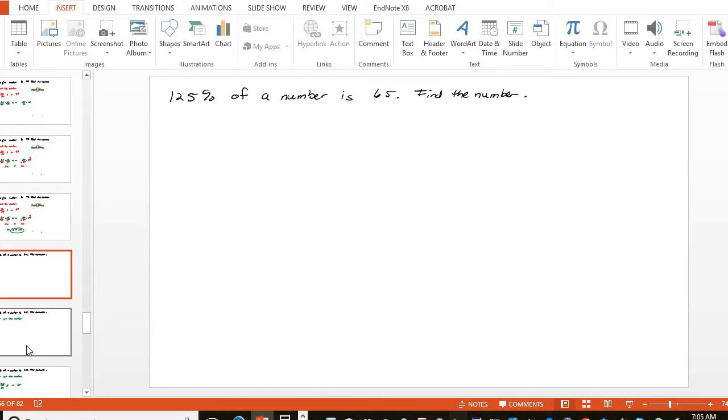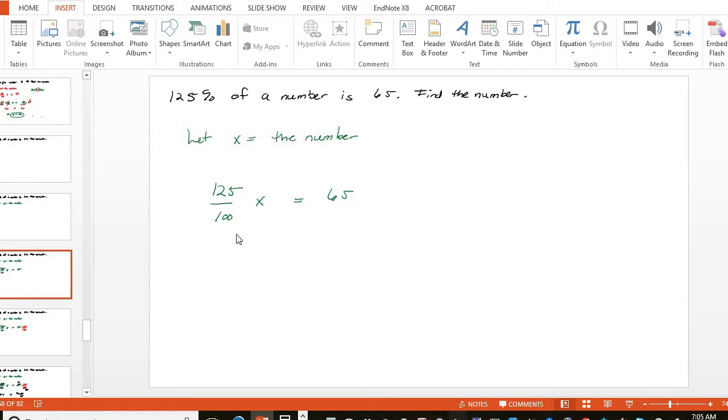One last one. 125% of a mystery number is 65. Find the number. Is means equals. So I start out with x as the mystery number. 125% in fractional form, because I'm not allowed to use a calculator. Boy, it's tough for Dr. Thomas if I'm not allowed to use a calculator. What a world. So 125 over 100 is my fraction. Mystery number equals 65.